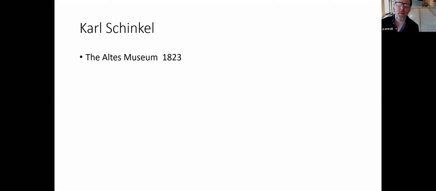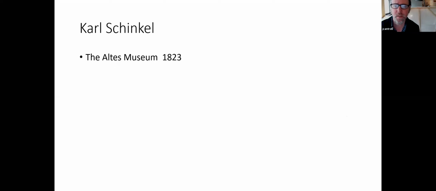We're going to change gears here. We're going to talk about Carl Schenkel again first in this section. We're going to go back to some of the architects we talked about earlier. We're going to look at the Altes Museum in 1823. This is really roughly the end of the 1800s, really the end of the neoclassical period.